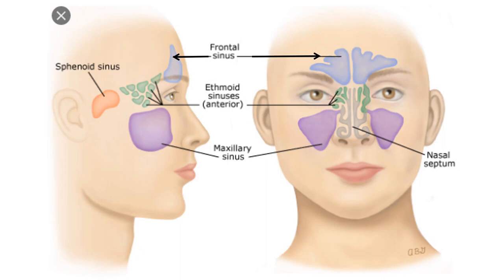So there are frontal sinuses in the frontal bone. There are ethmoid sinuses in the ethmoid bone, and there are a pair of sinuses in the maxillary bone, one on the right and one on the left. And lastly, there is an air sinus in the sphenoid bone at the body of that bone.